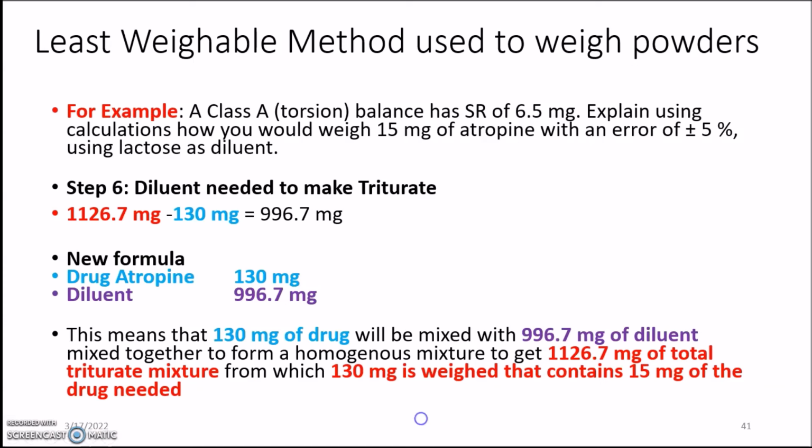So this simply means that the concentration of this mixture, which is 130 milligrams divided by the total mixture, 1126.7, times 100%, is 11.5%. And that suggests that if you make a mixture of concentration 11.5%, then you should be able to remove 130 milligrams of that mixture that will contain the 15 milligrams of atropine that you need.